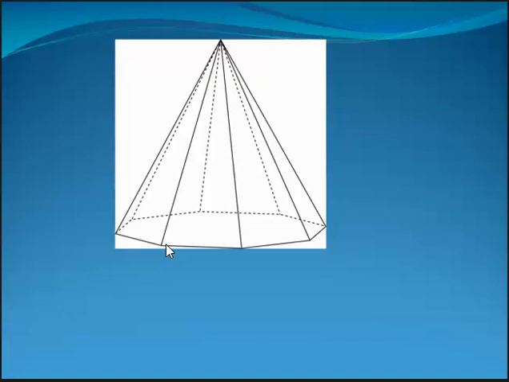Prism or pyramid, how many bases does it have? What is the shape of that base? We have 1, 2, 3, 4, 5, 6, 7, 8 sides. So this is an octagon. It's going to be an octagonal prism or an octagonal pyramid. If all the sides come up to a point, then it is a pyramid. Octagonal pyramid.